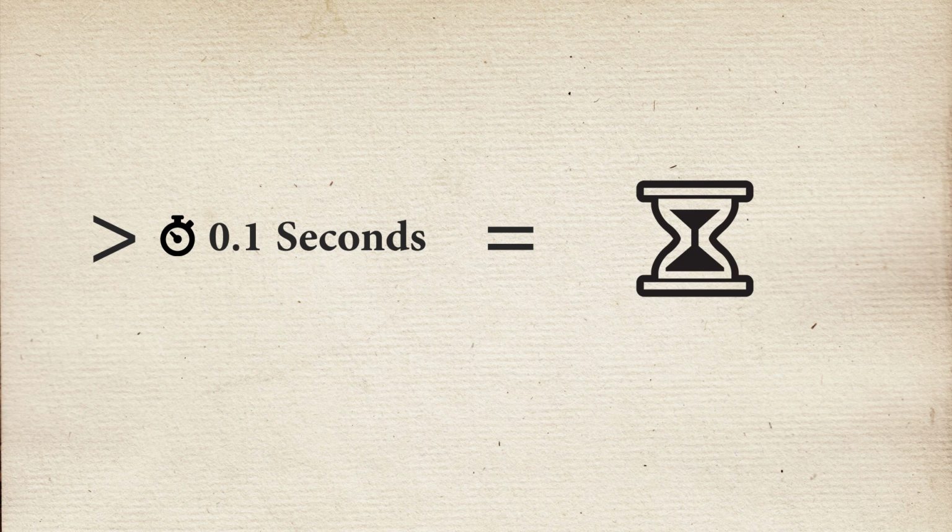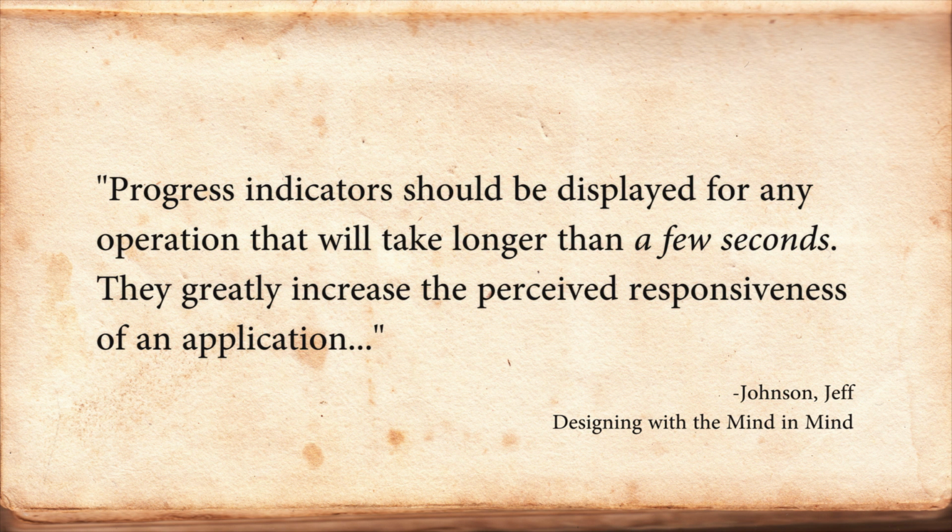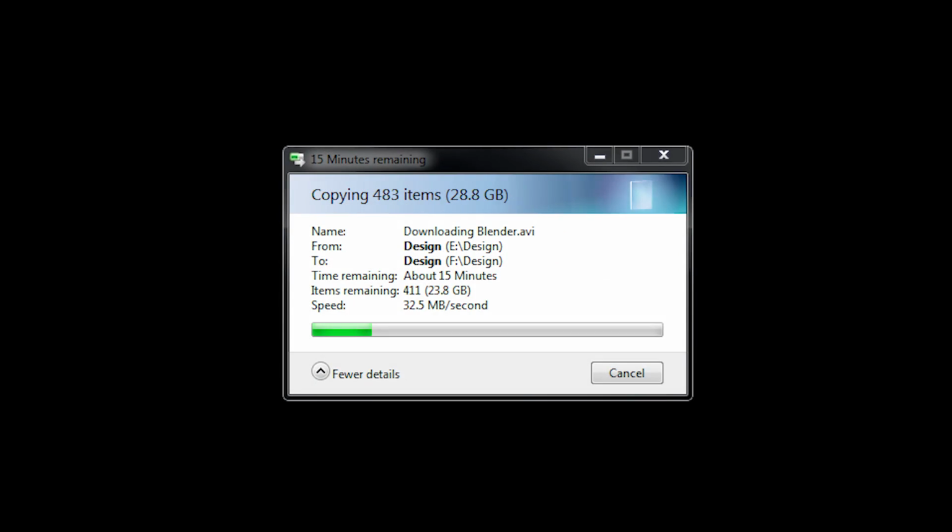The solution is to display a busy hourglass figure for any task that may take even slightly longer than 1 second. Next is the progress indicator. Progress indicators should be displayed for any operation that will take longer than a few seconds. They greatly increase the perceived responsiveness of an application. We're most familiar with progress bars when copying files. It tells us how many files have been copied, how many to go, and how long it will probably take. This is valuable data as it lets the user know if they're free to step away from their computer, make a coffee, and come back later.